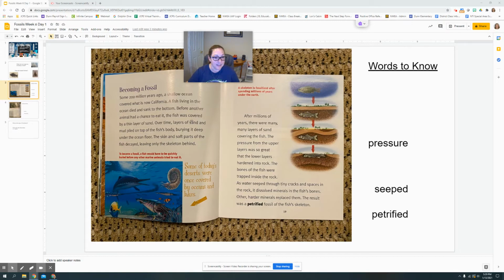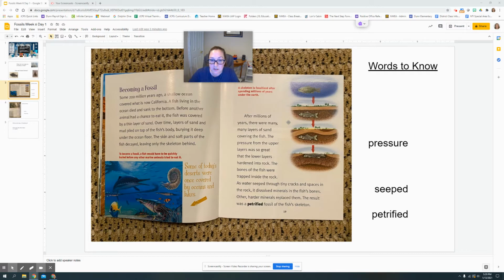Over time, layers of sand and mud piled on top of the fish's body, burying it deep under the ocean floor. The skin and soft parts of the fish decayed, leaving only the skeleton behind. So now we're here to step 2, where it's buried a little bit, the soft parts have decayed, we just have a fish skeleton. So now we're going to scooch on over to this page of text where we get into step 3, and I want you to listen carefully for step 3.